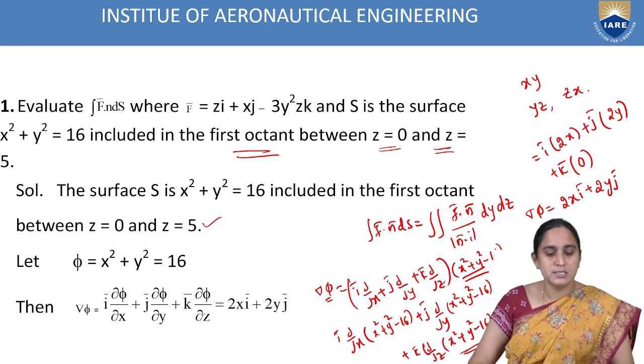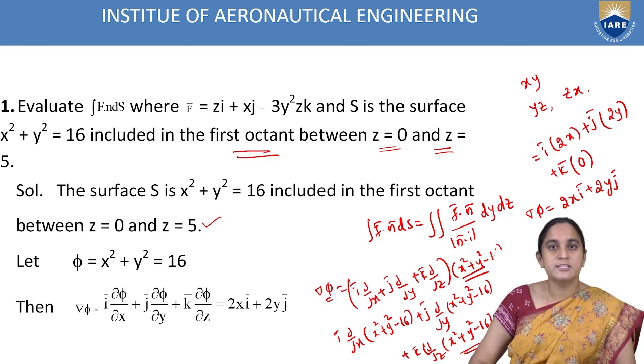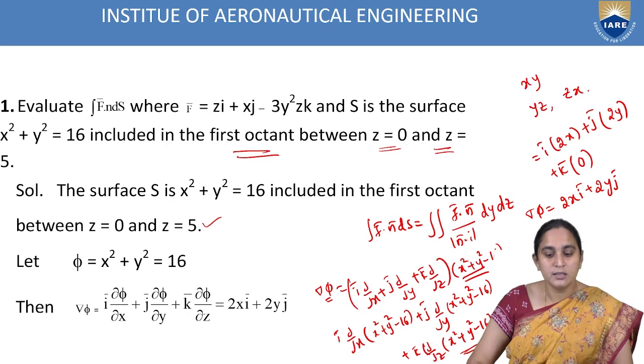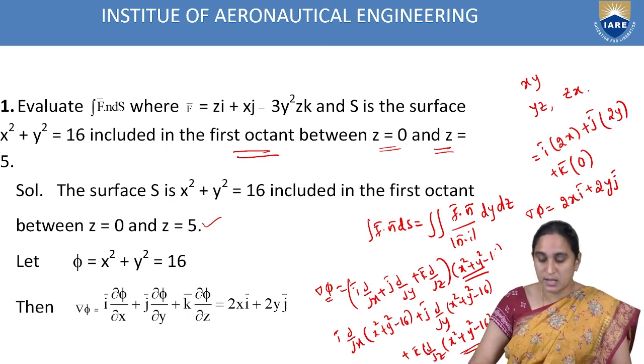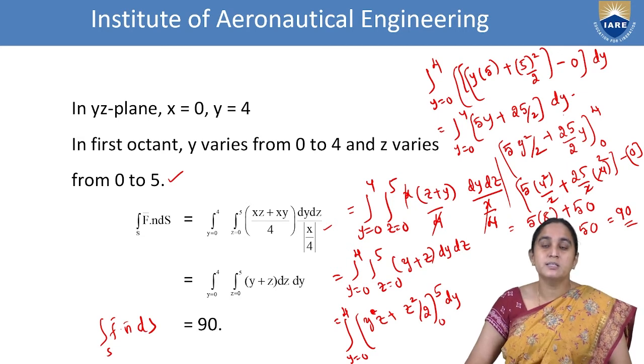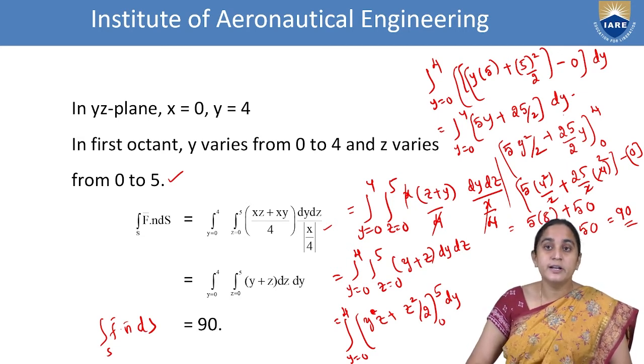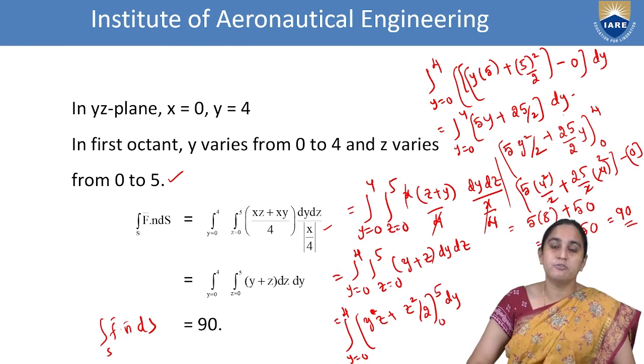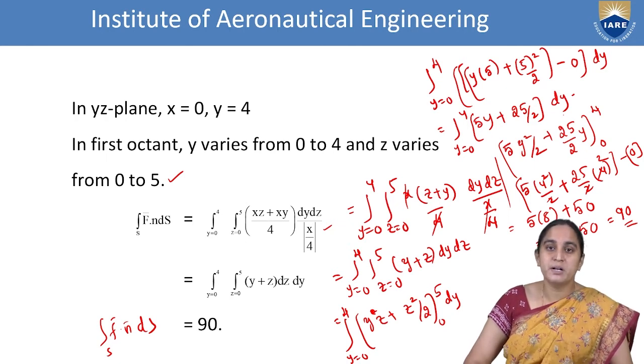For example, for the same question, x square plus y square is equal to 16, the surface included in the first octant, if the limit points are in between x 0 to 5, for that case we can consider the formula related to x. Similarly, if the first octant is in between the y limit points, for that case, consider the formula in between the y limit points. That's the concept. There is no need to always take the dy dz surface integral formula for the first octant. That is completely depending on the question.